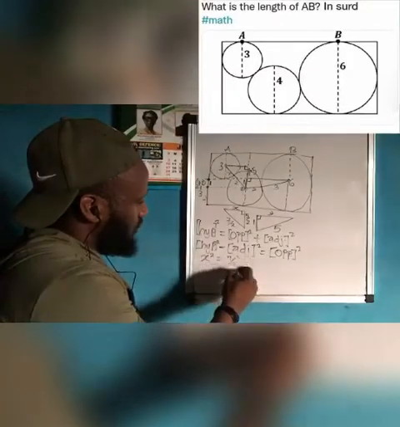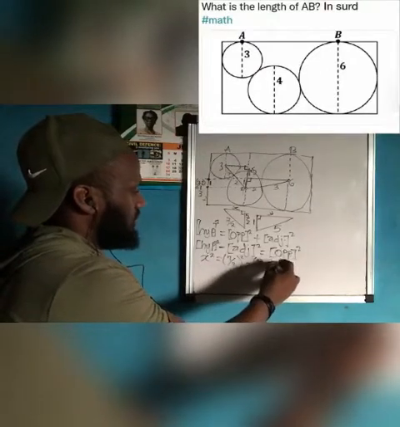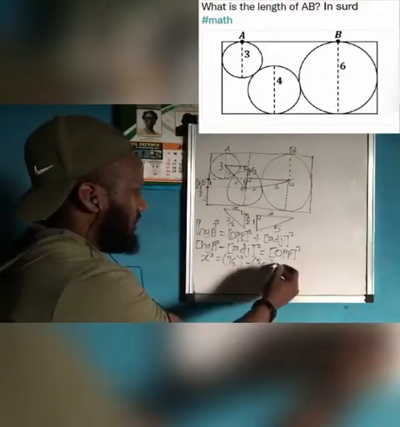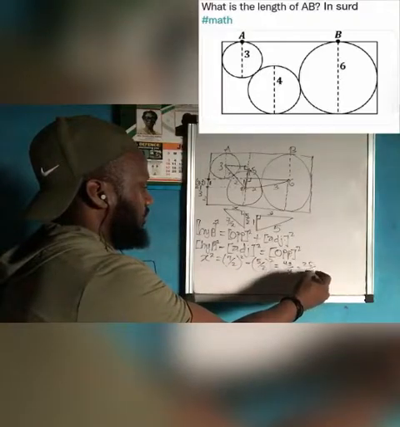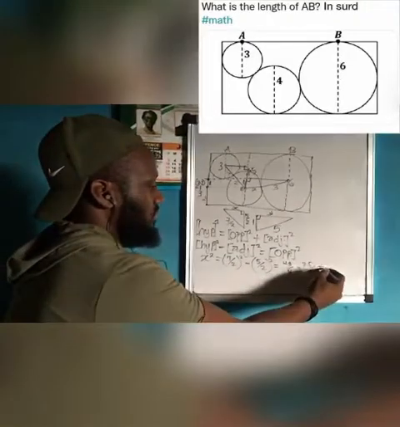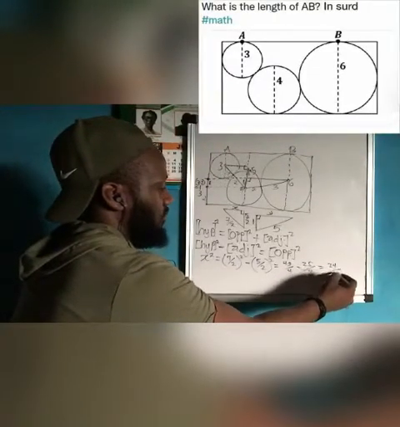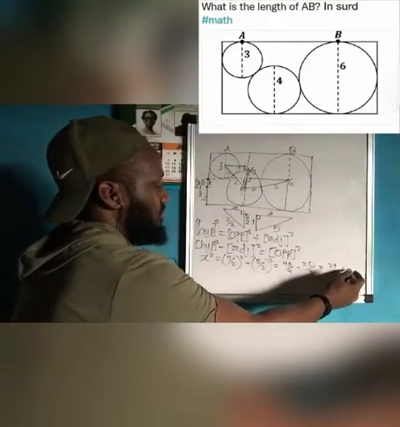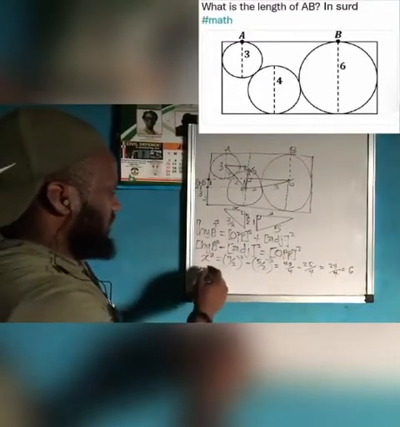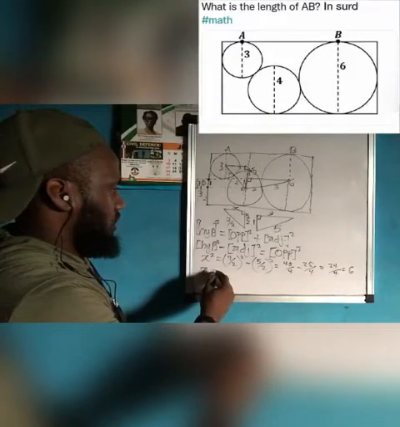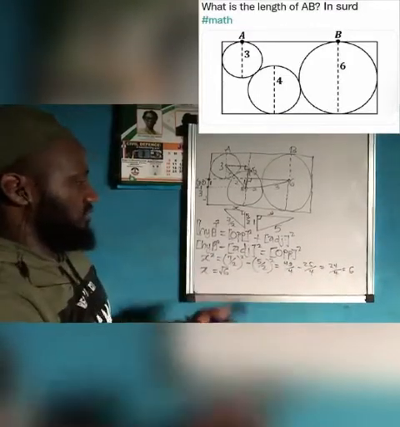So x squared is going to be equal to 7 over 2 squared minus 5 over 2 squared, and that will give us 49 over 4 minus 25 over 4, and that will give us 24 over 4, and that will give us 6. So it means that x is equal to square root of 6. Yes, because x squared is 6, then x is square root of 6.